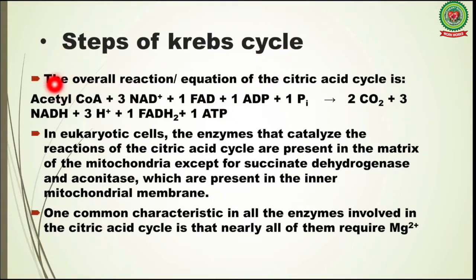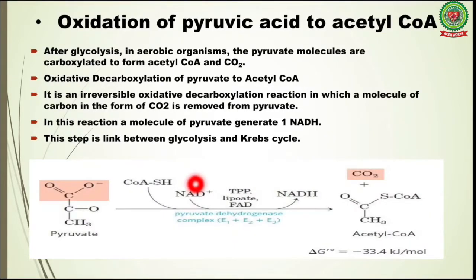First of all, this is the overall equation or the reaction of the citric acid cycle. Then in eukaryotic cells, the enzymes that catalyze the reactions of the citric acid cycle are present in the matrix of the mitochondria, except for succinate dehydrogenase and aconitase, which are present in the inner mitochondrial membrane. One common characteristic in all the enzymes involved in the citric acid cycle is that nearly all of them require magnesium ions.